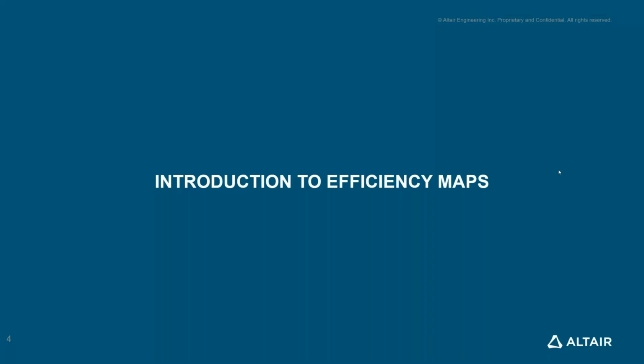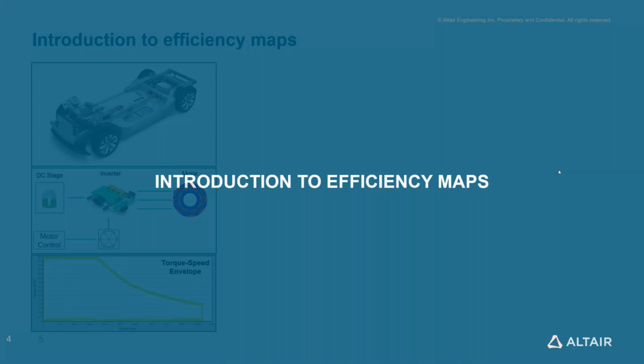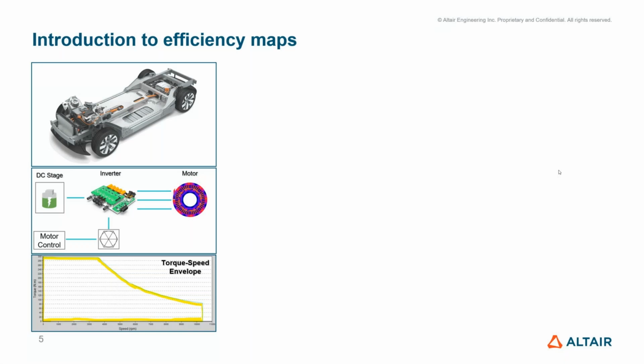Okay, so first part, introduction to efficiency maps. What is an efficiency map? So here I have a car. I know our attendees are not only from the automotive sector, but you can imagine a general drive that is constituted of a DC stage, an inverter, and a motor, and then we have the control. And all of these drives, when it comes to the machine, will have a torque speed envelope, which basically defines what is the torque it can hit for every speed point.